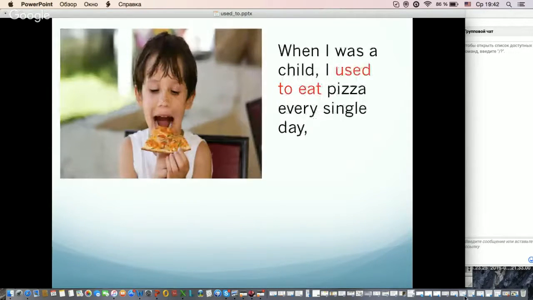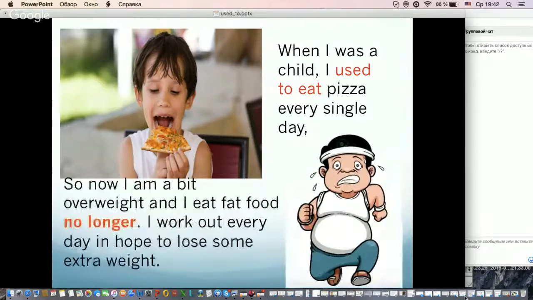When I was a child, I used to eat pizza every single day. So now I'm a bit overweight and I eat fatty food no longer. I work out every day in hope to lose some extra weight.